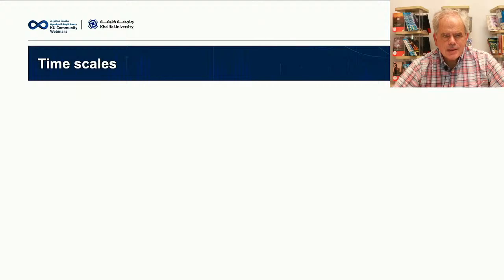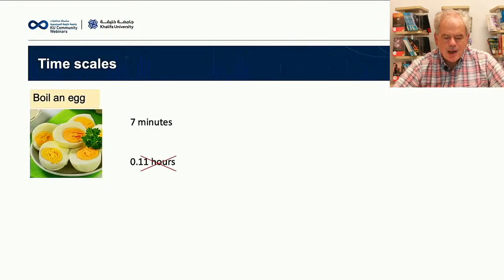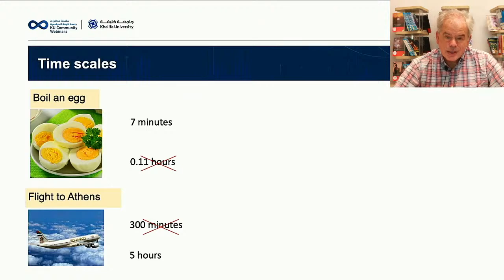A time scale is a certain time period that characterizes the evolution of a certain process. For example, when boiling an egg, we say that this process lasts 6, 7 minutes. We say 7 minutes, and we don't use the equivalent in hours, which is 0.11 hours. So in our mind, the time scale for this process is the minute. Again, if we fly overseas, for example to Athens, we say that the flight lasts 5 hours. We don't use minutes, and we don't say that the flight lasts 300 minutes, because in our mind, the time scale for this process is hours.